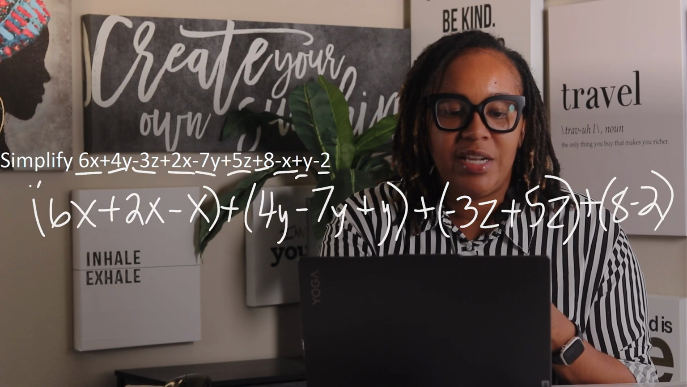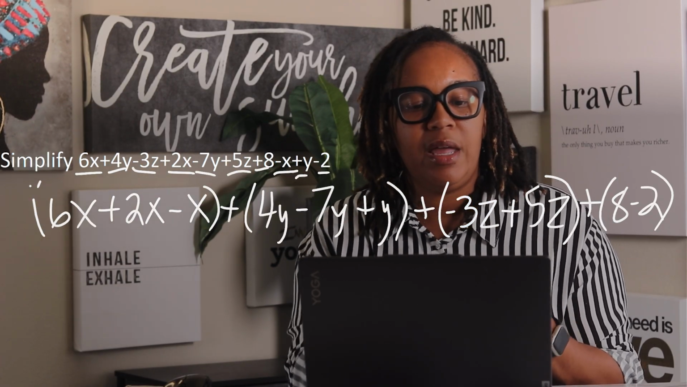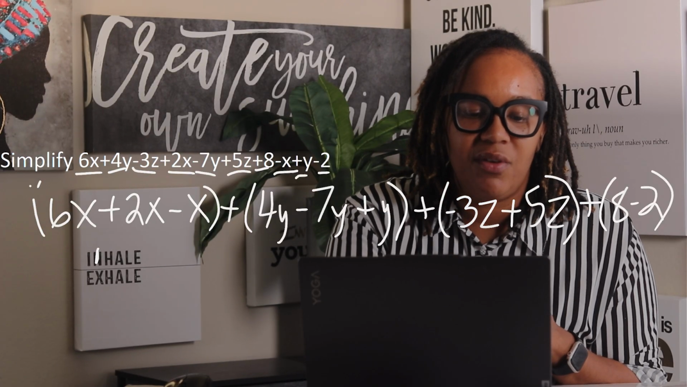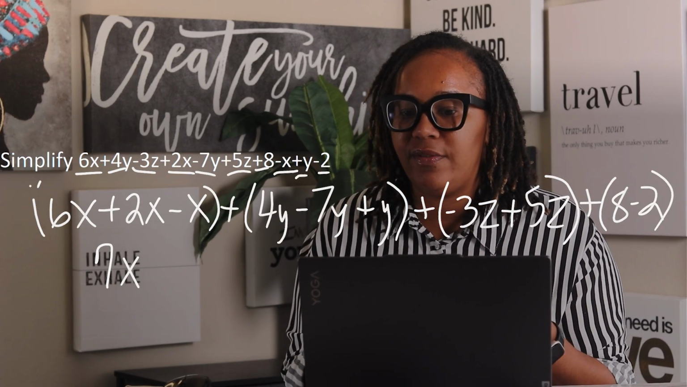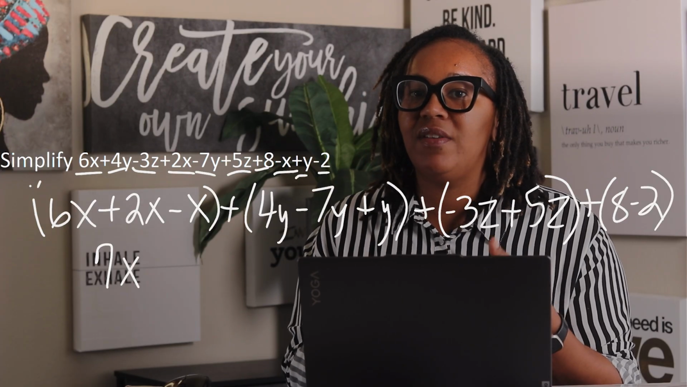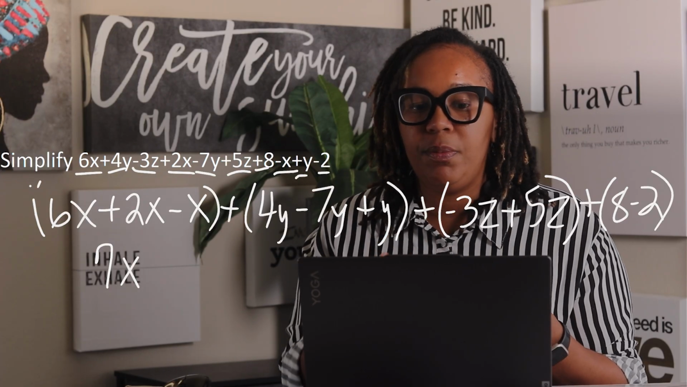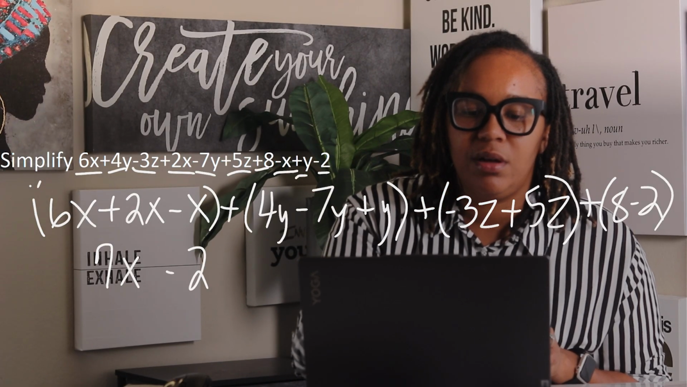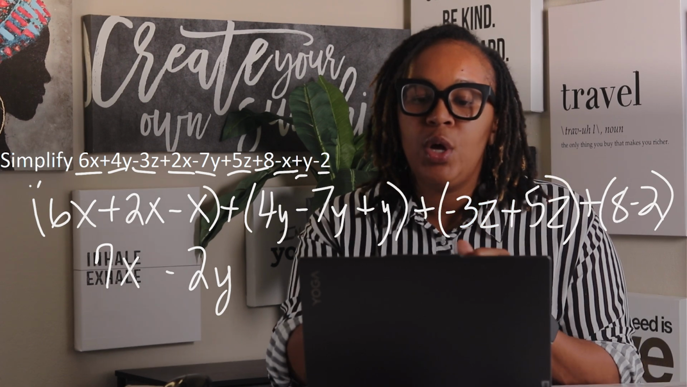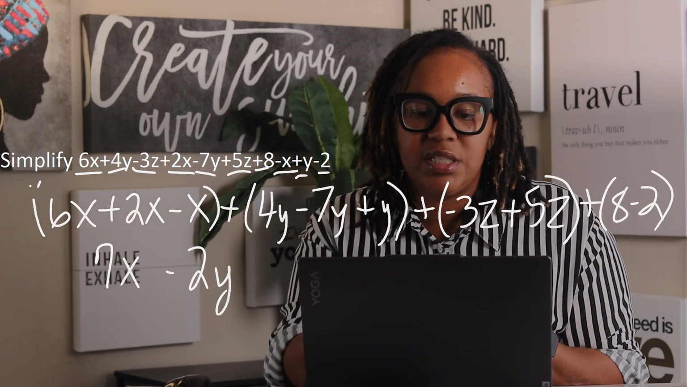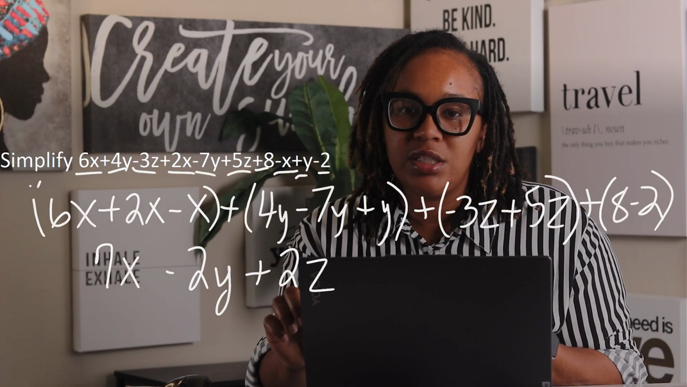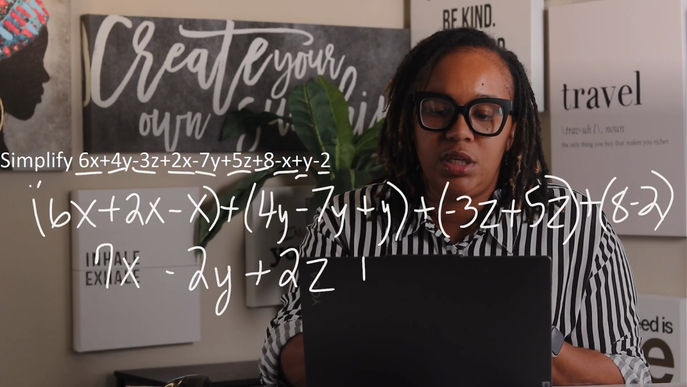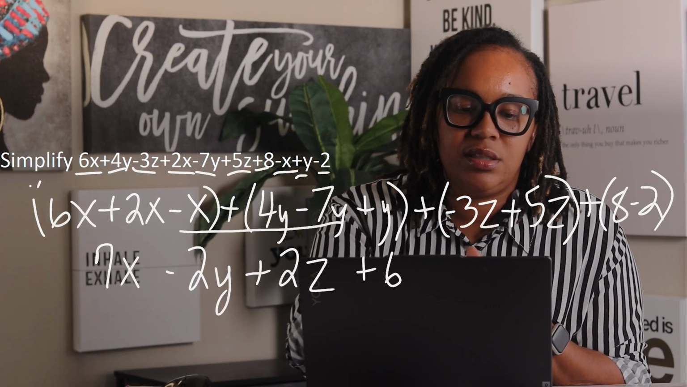6x plus 2x minus x, that's 6 plus 2, which is 8. Minus 1 is 7. That becomes 7x. With your y's, you have 4 minus 7 plus 1. 4 minus 7 is negative 3. Negative 3 plus 1 is negative 2. So that becomes a minus 2y. With your z's, you have negative 3 plus 5. That becomes a positive 2z. And then with your constant terms, you have 8 minus 2, which is a positive 6.